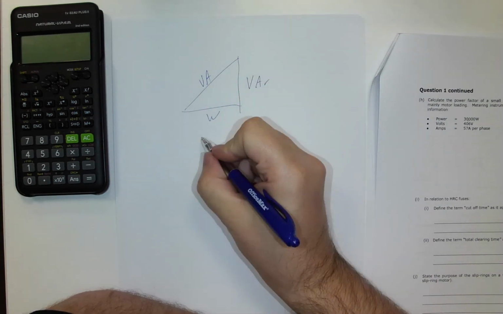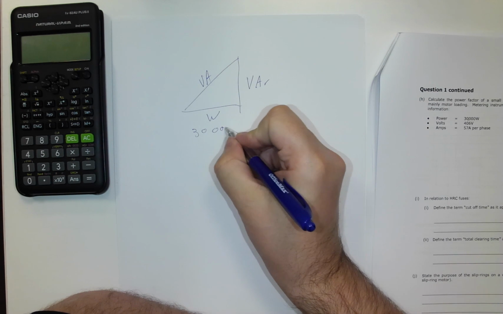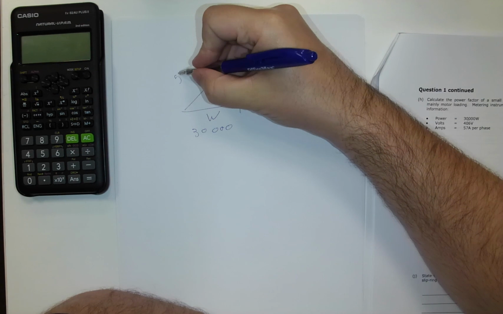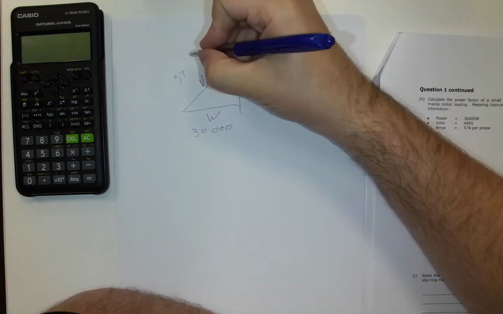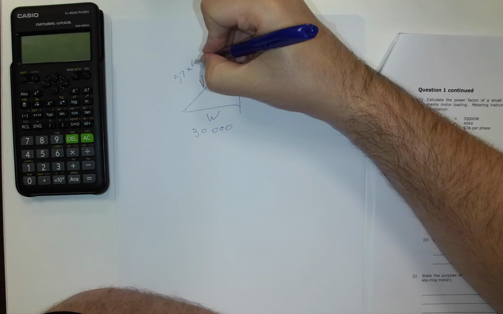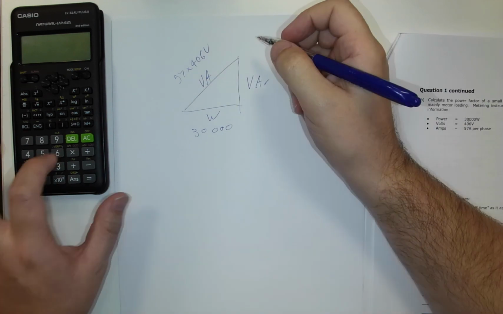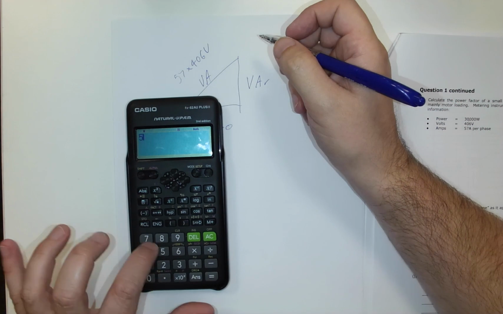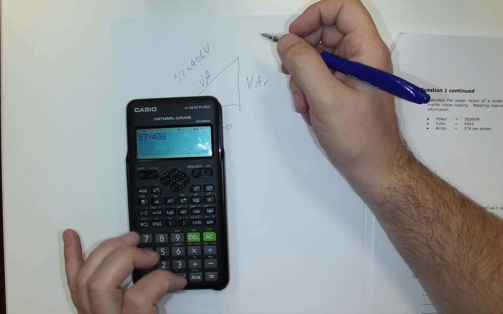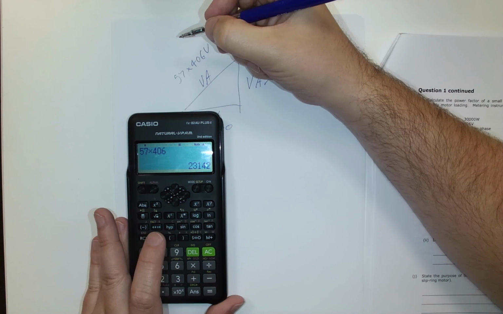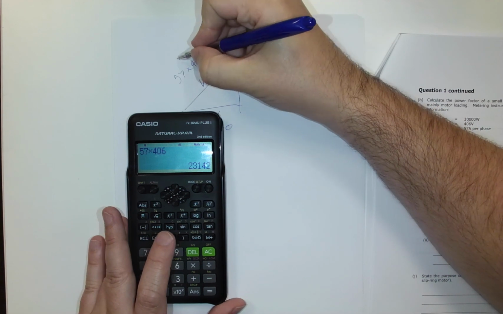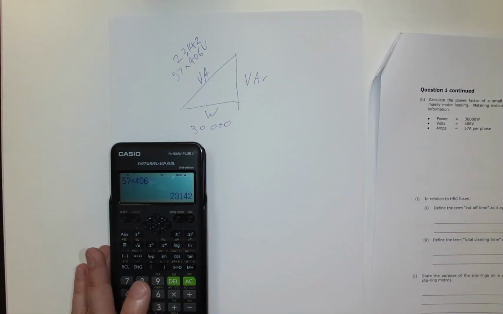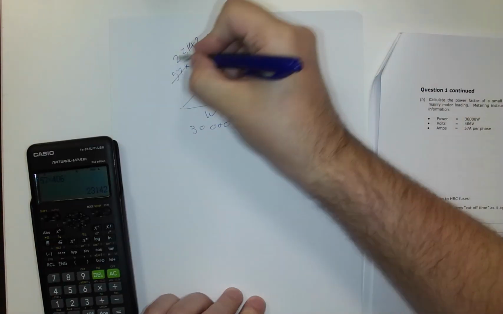So we have 30,000 watts. This one here is our VA, so it's 57 amps times our 406 volts. And now we get our calculator and just 57 times 406, and we get 231,231.42. My mistake there is this is three-phase VA, so not that one.